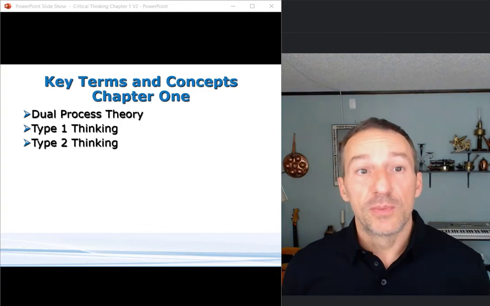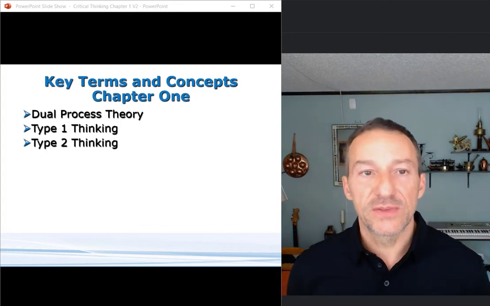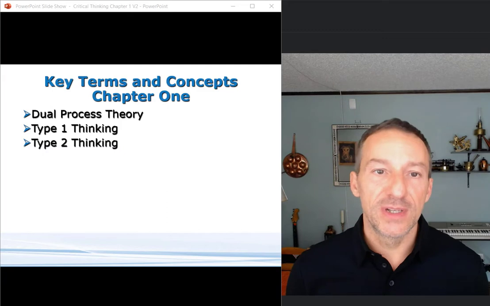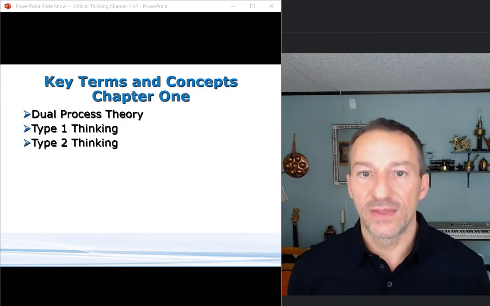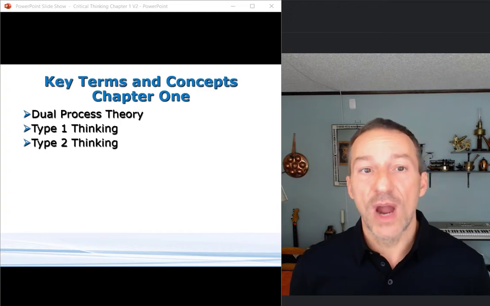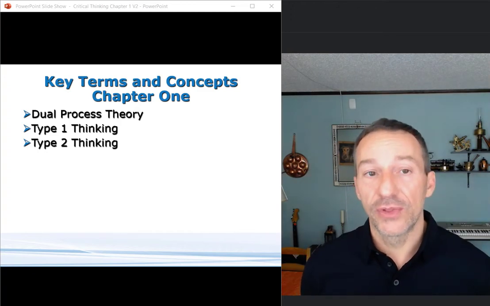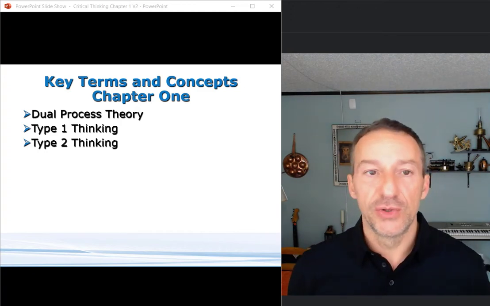Okay, on the dual process theory, people have two systems for thinking. Type 1, the intuitive, is based on experience. It's the fast thinking. It's also called System 1 thinking. System 2 is the rational, analytical. It's the slow thinking. It's also called System 2 thinking.